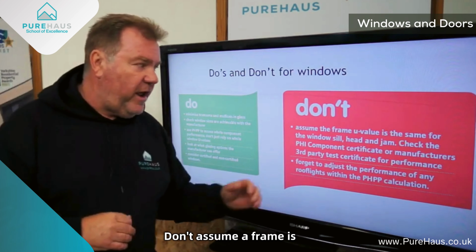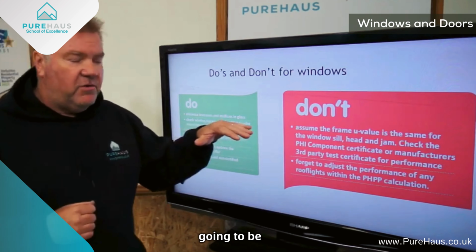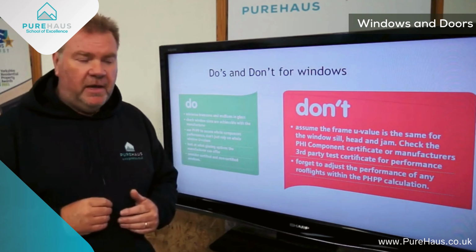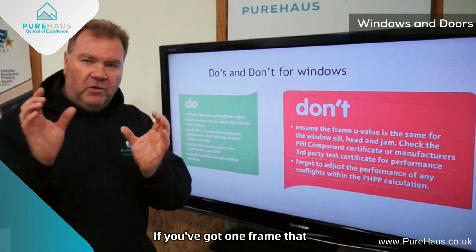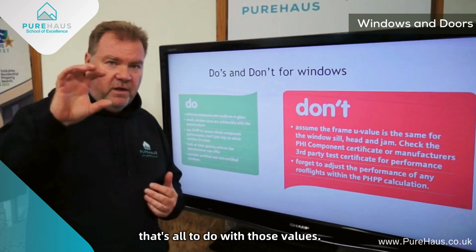Don't assume a frame is going to be a particular value. If you've got one frame that looks very close to another, the U values could be very different, even though they look the same, because it's been constructed and designed in a different way. PHI component certificate or manufacturer's third party test certificate for performance. That's all to do with those values.